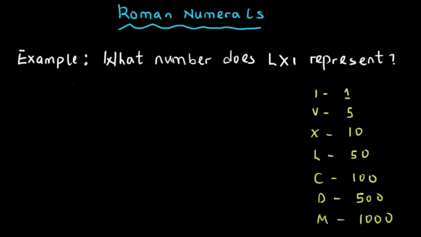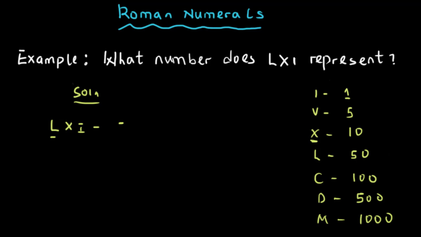Now, one thing you need to notice: when a smaller symbol is at the front, you add. When a smaller symbol is behind a larger symbol, you subtract. Now let's put this into practice. So we have, what number does LXI represent? Now we are going to take them one by one.